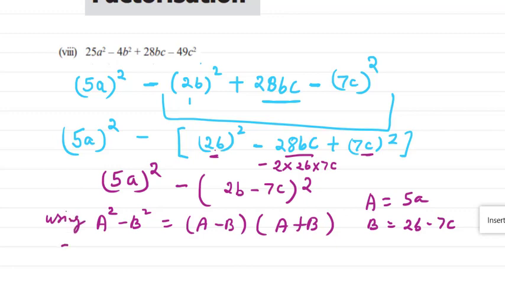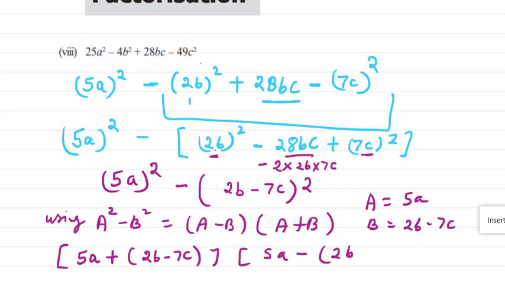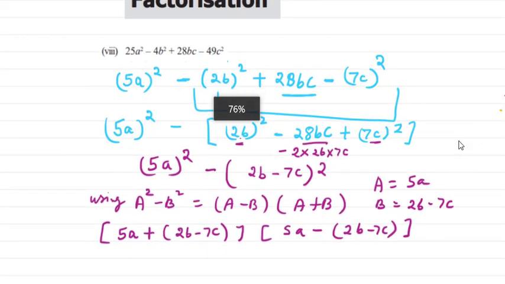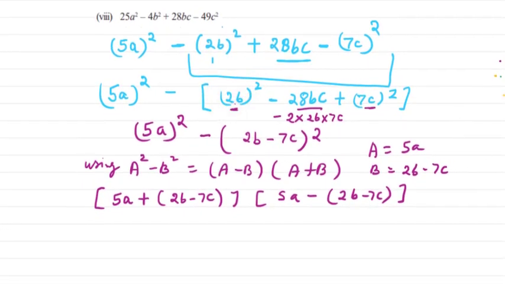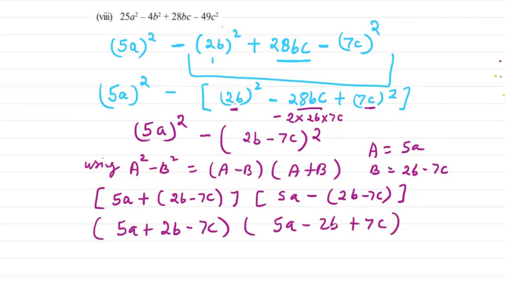So here this will give you 5a plus, I'm keeping it in the bracket, 2b minus 7c, and then the next one will be 5a minus 2b minus 7c. Now you can open the bracket and change the sign, and that will give you the answer here. So here it will be 5a plus 2b minus 7c, and here 5a minus 2b plus 7c. That will be the answer for this question.